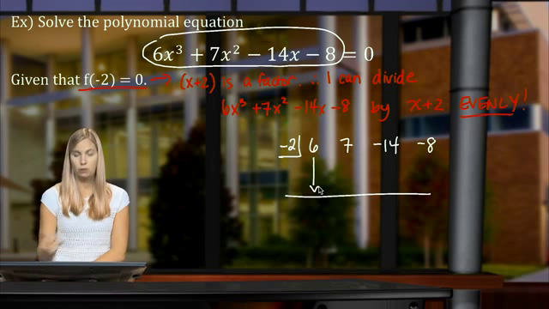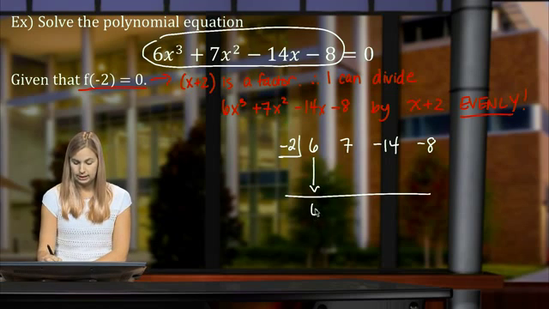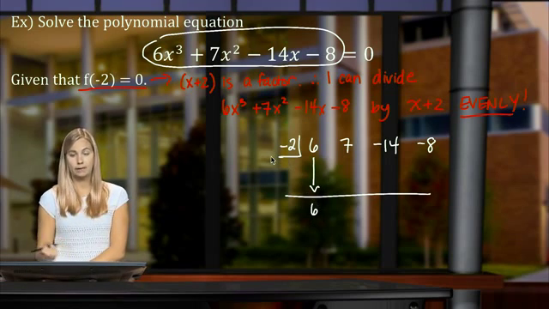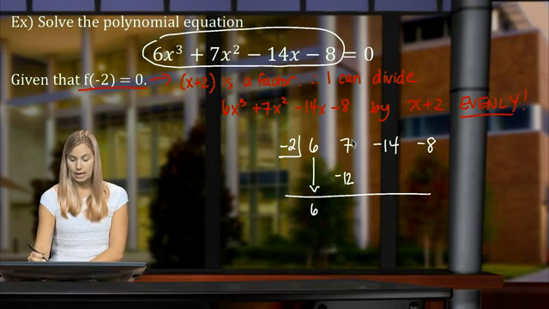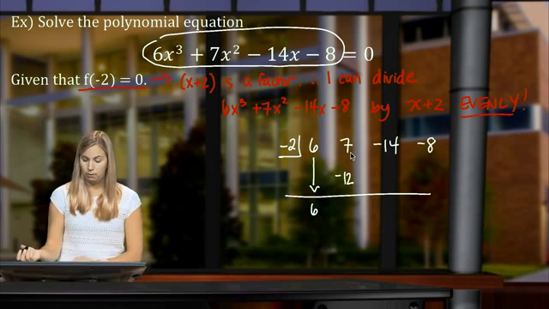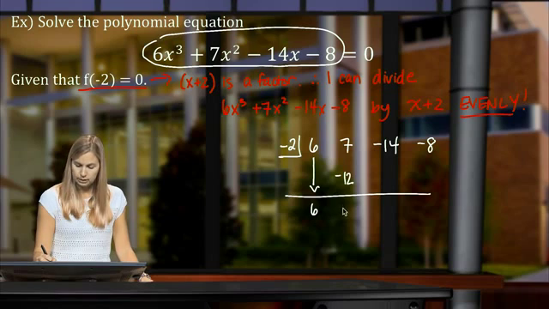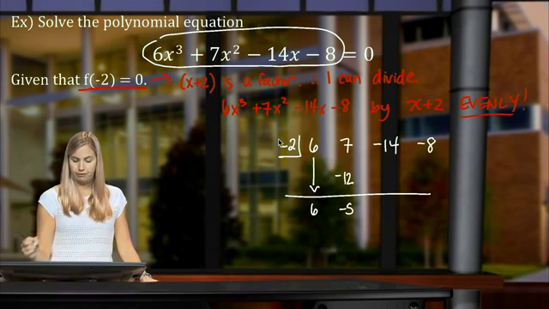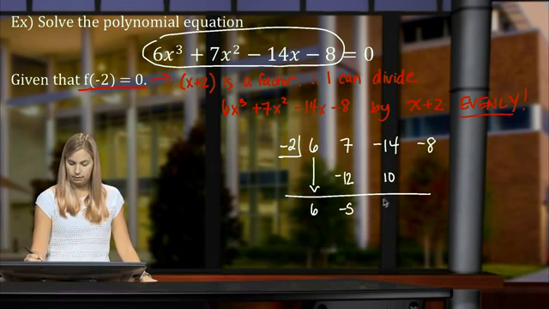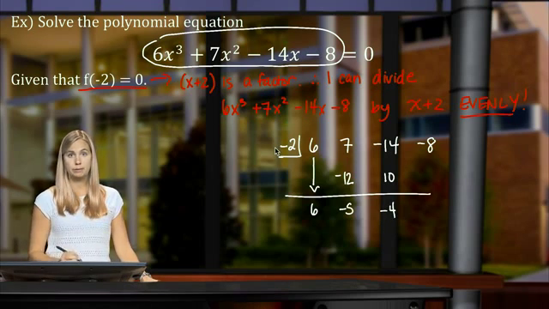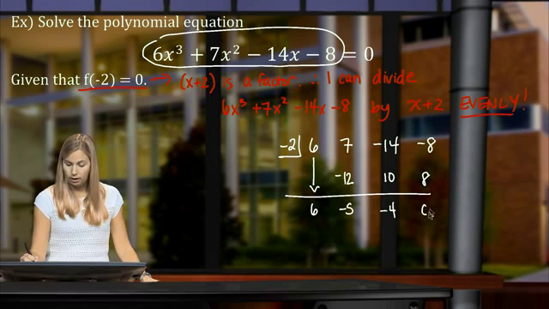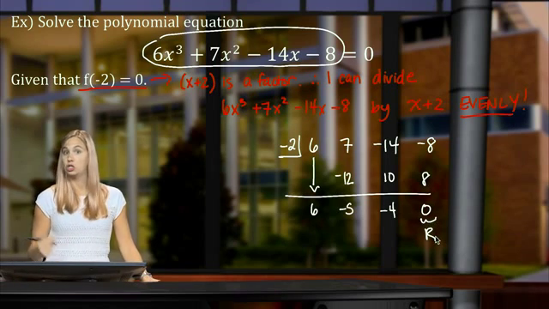We bring down that first coefficient, 6. 6 times negative 2 is negative 12. And then we add vertically. 12 plus negative 7, that's going to be negative 5. Negative 5 times 2 is positive 10. Positive 10 plus negative 14 is negative 4. Negative 4 times negative 2 is positive 8, which gives me a resulting remainder of 0, which is good.